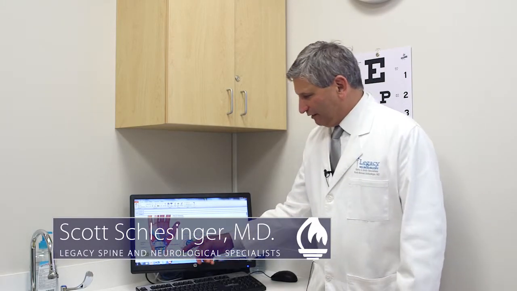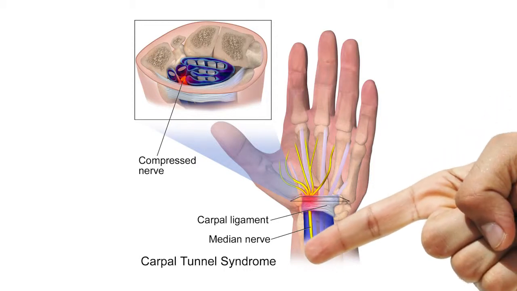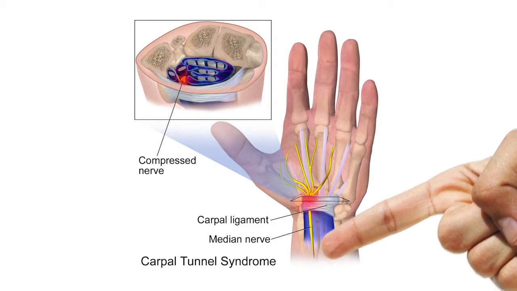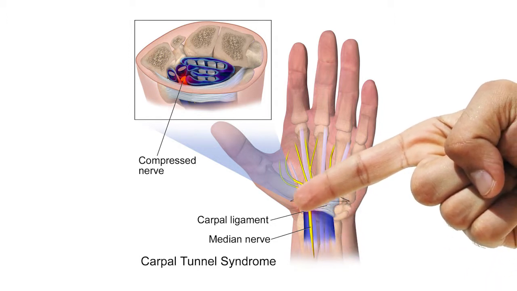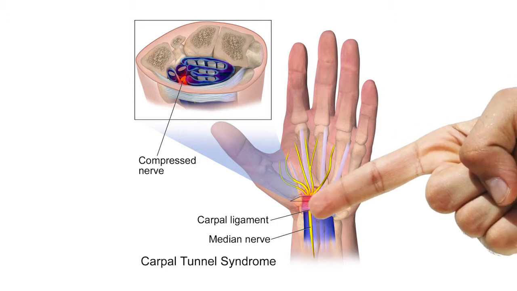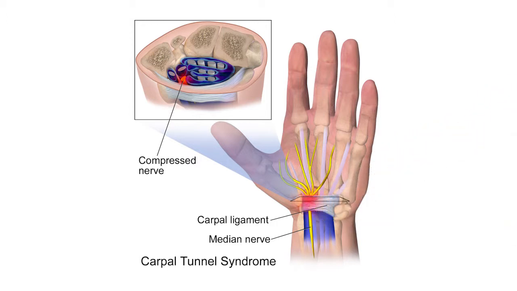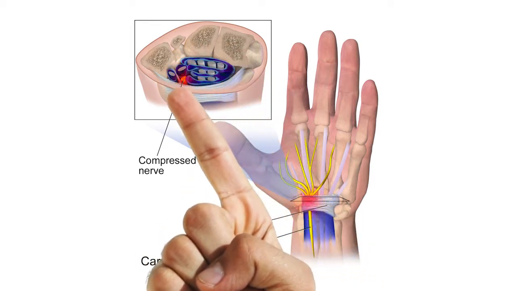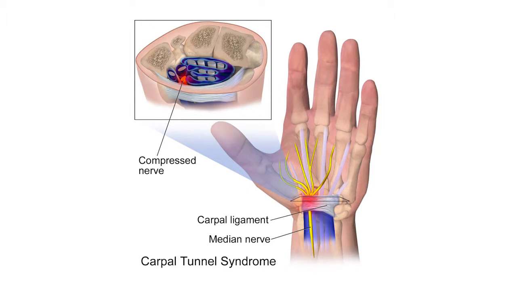Carpal tunnel syndrome is due to compression, as seen on this diagram, of the median nerve as it runs through this area of the wrist called the carpal tunnel, and it is predominantly due to this ligament called the transverse carpal ligament. And you can see on these diagrams, there's the median nerve, there's tendons all around it, and then this ligament that goes from bone to bone. These are carpal bones or hand bones, and this ligament's called the transverse carpal ligament. And in carpal tunnel syndrome, that nerve becomes compressed due to thickening of that ligament.